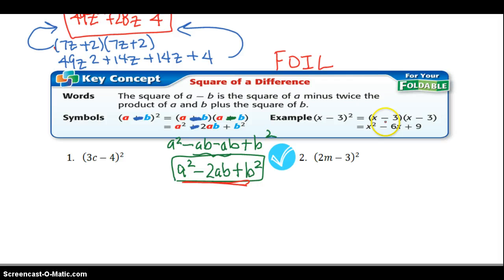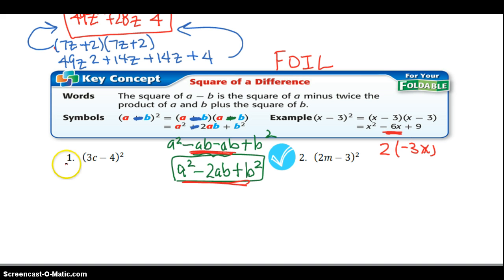But you can go ahead and write the problem so you can picture in your mind first, outside, inside, last. But notice that they skipped this step. They didn't write it out twice. They didn't say negative 3x, negative 3x. They realized we're going to always have 2 of whatever a and b are multiplied together. So we have 2 negative 3x's here, and that's where they got their negative 6x.